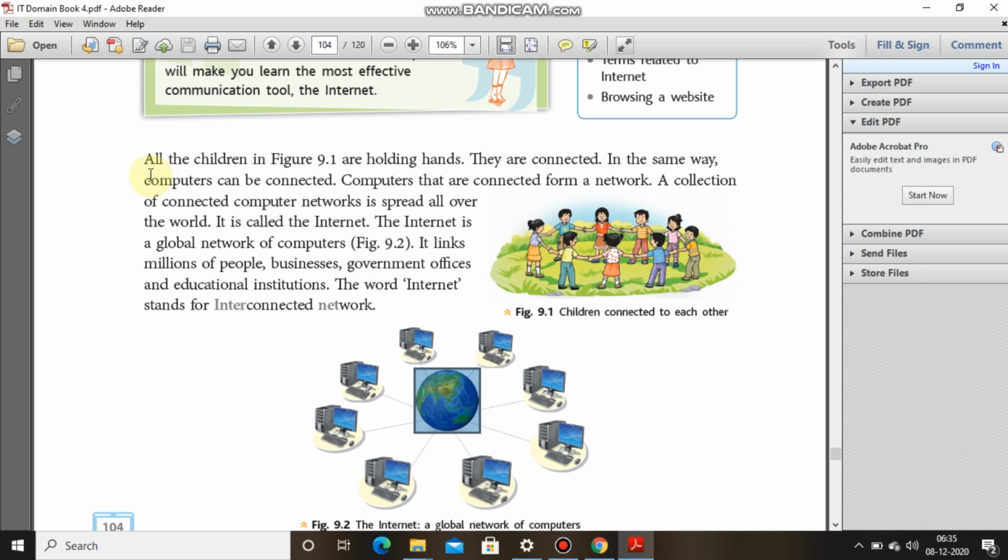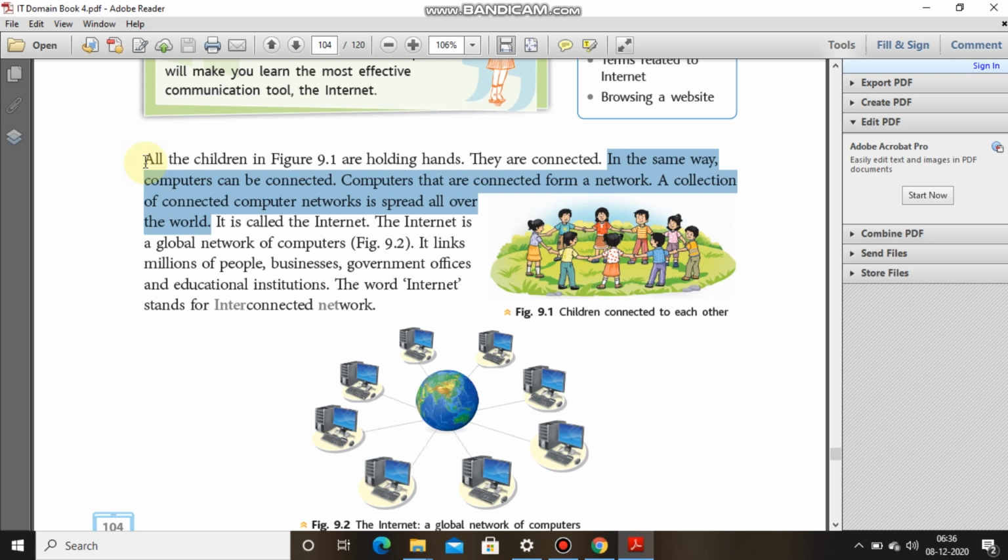So let's start with the paragraph. All the children in figure 9.1 are holding hands. That means they are connected. And when they are connected, they are capable of communicating, receiving and transferring. In the same way, computers can be connected. Computers are connected to form a network. A collection of connected computer networks is spread all over the world. We have a connection due to which different computers at different parts of the world are being connected.